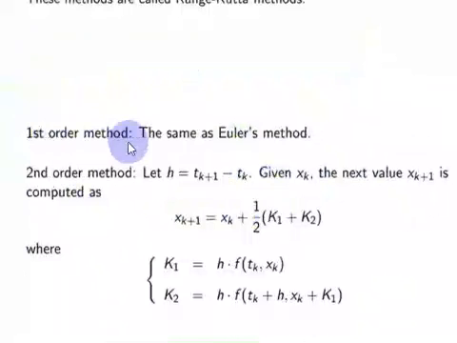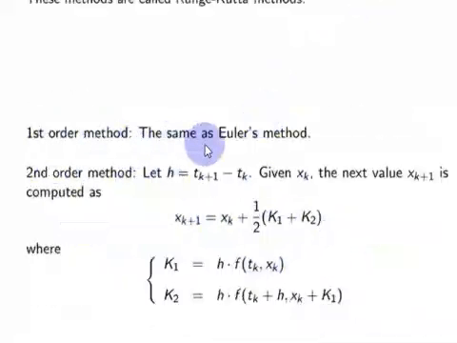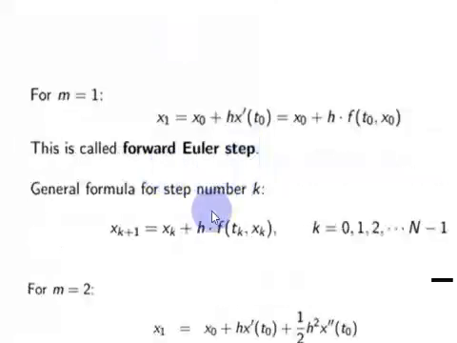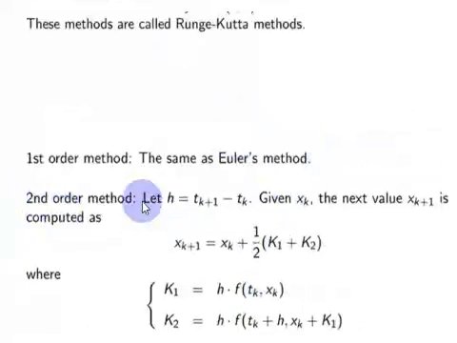First, the first order method, which is the same as the Euler method. This one is Euler's method. Here there is no f prime. So this is the recurrence equation. Using this approximation, you find the next iterate. For this first order one, you just need f evaluated at tk and xk. So the first order Runge-Kutta method is the same as Euler's method. Now let's talk about the second order Runge-Kutta method.